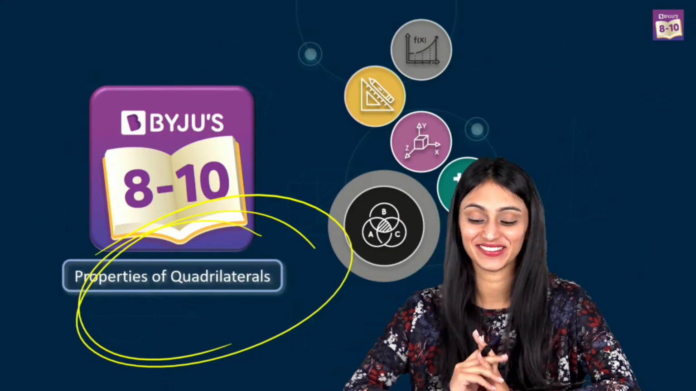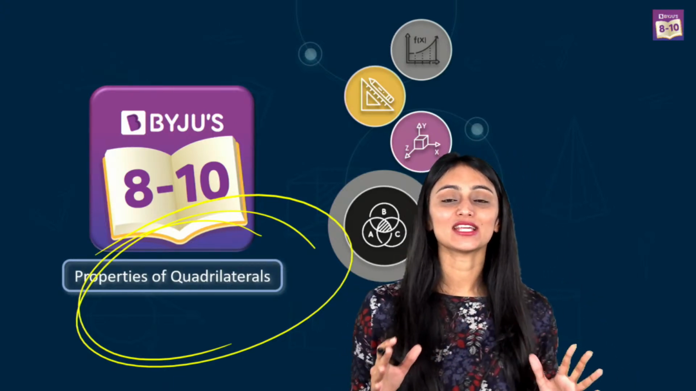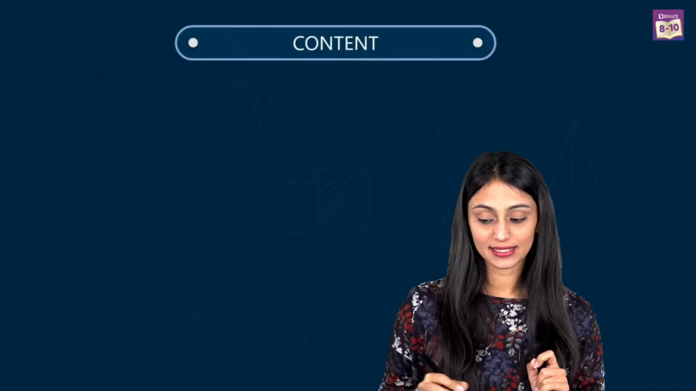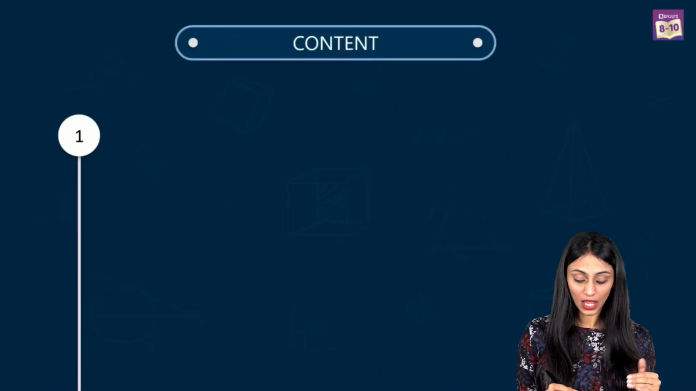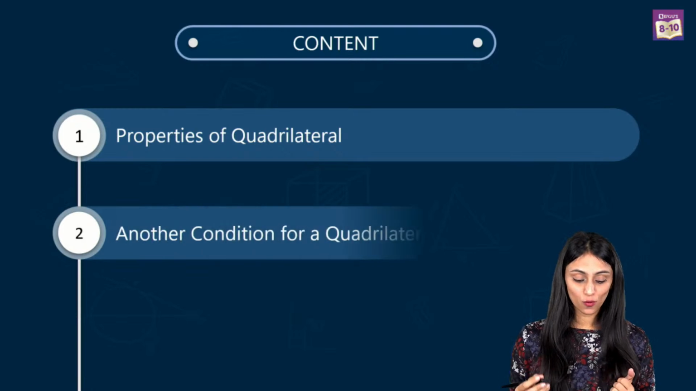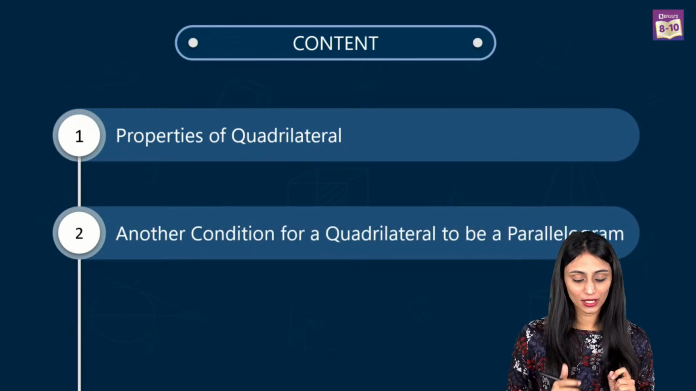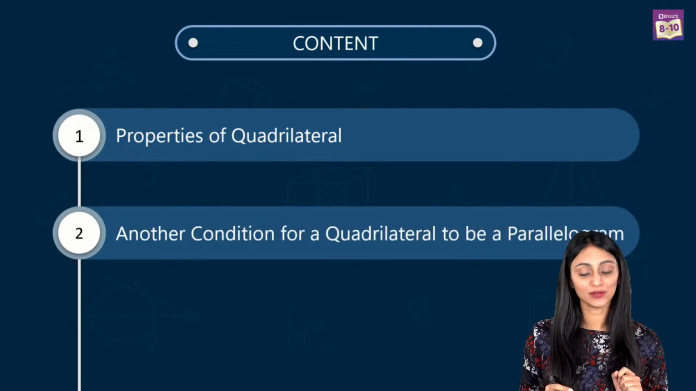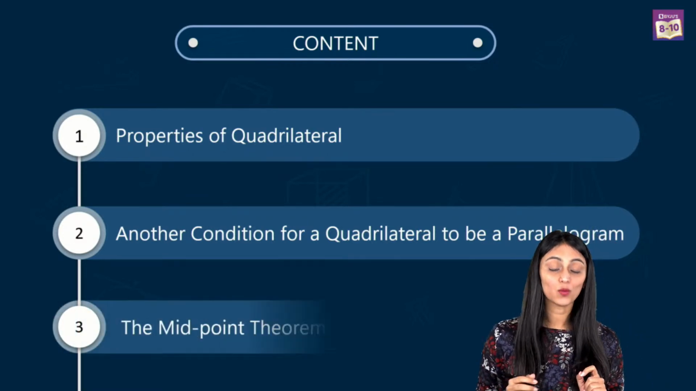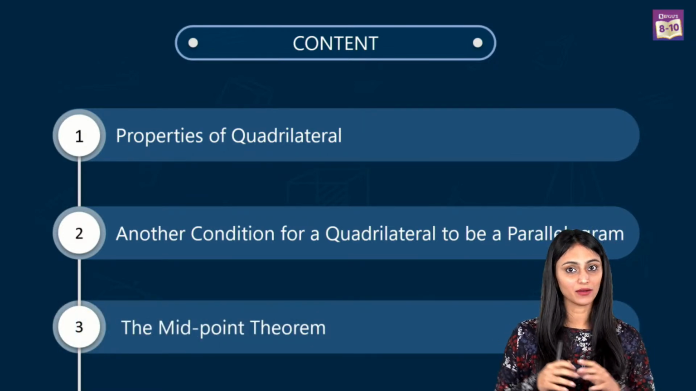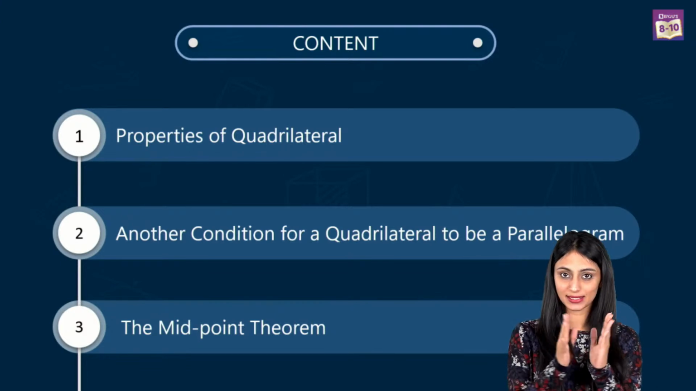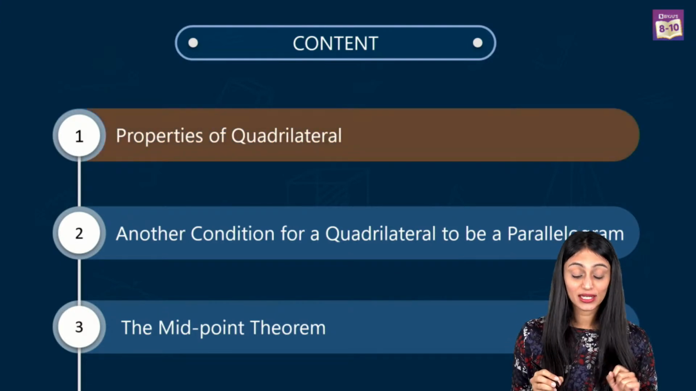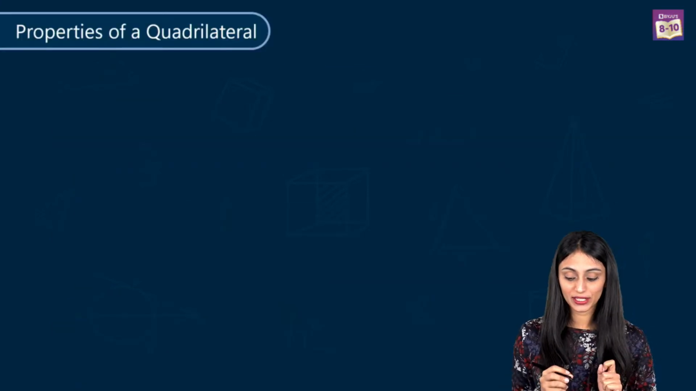Alright. Before we start this session, let's first take a look at all the contents that we are going to discuss today. We'll be discussing the properties of quadrilaterals, then we'll have a quick discussion on another condition for a quadrilateral to be a parallelogram, and at the end we are going to discuss the midpoint theorem, and we'll be discussing a few questions related to this as well in between. Alright, so let's start off with our first topic, that is properties of quadrilaterals.